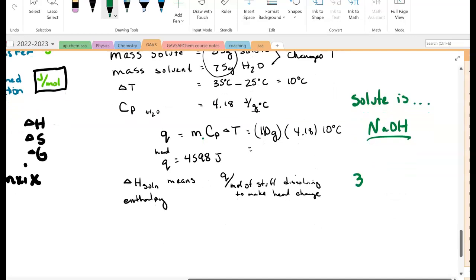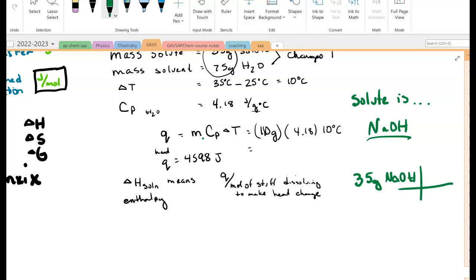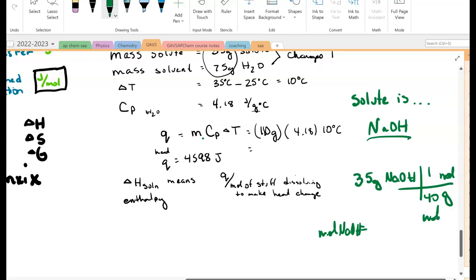So I need to take my 35 grams of NaOH and I need to change it from grams to moles. So pretending this is sodium hydroxide, my 35 grams of sodium hydroxide, I know that 1 mole of sodium hydroxide weighs 40 grams. That's the molar mass. And all I did was change grams to moles. Oh, wait a minute, I can't read my calculator, 0.875. 0.875 moles of solute caused this temperature change.